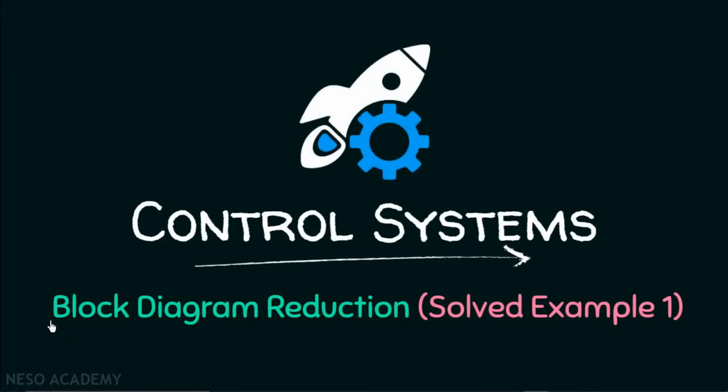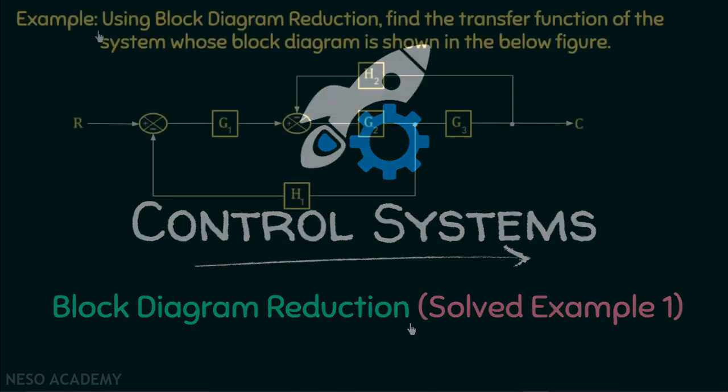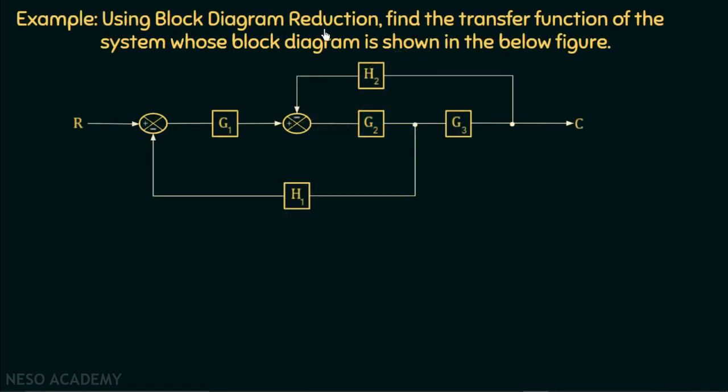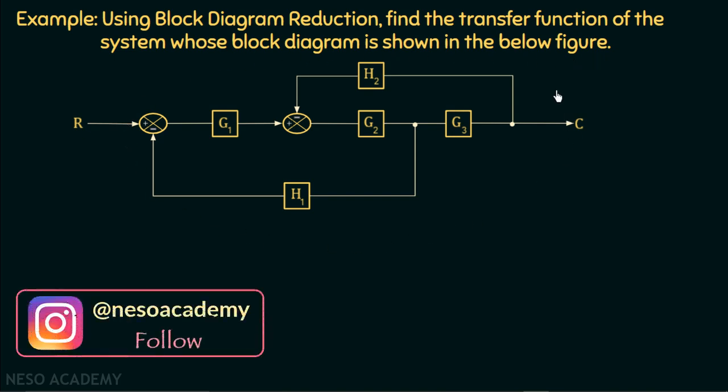In this presentation, we are going to discuss one example based on block diagram reduction. So, let's get started. Using block diagram reduction, find the transfer function of the system whose block diagram is shown in the below figure. One block diagram representation is given to us and we need to find out the overall transfer function by using the block diagram reduction rules.